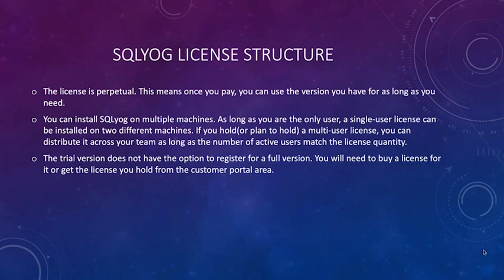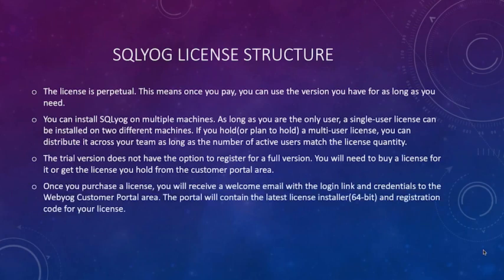The trial version does not have the option to register for a full version. You will need to buy a license or get the license you hold from the customer portal area. Once you have purchased a license, you will receive a welcome email with the login link and credentials to the WebView portal. That portal will contain the latest installer, which is 64-bit, and the registration code for your license.